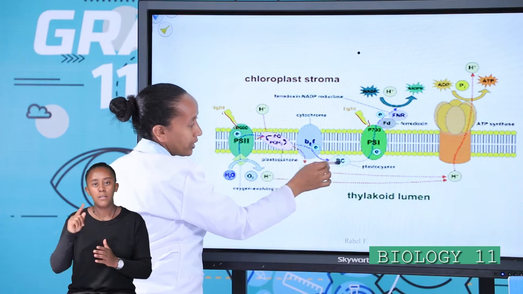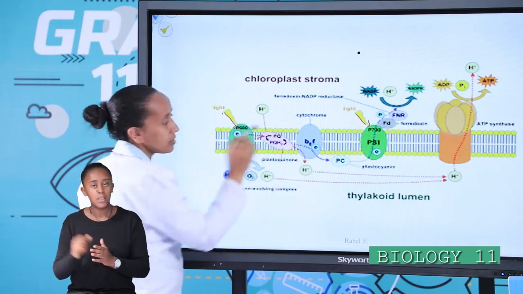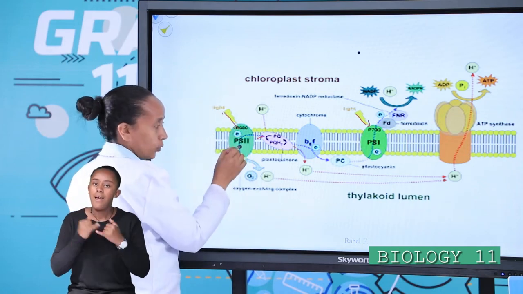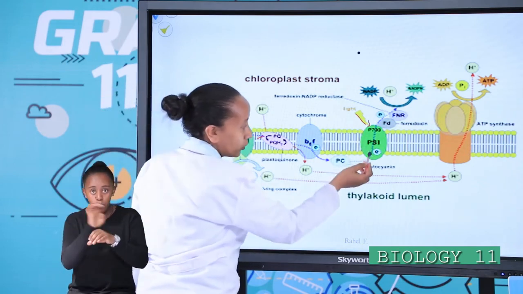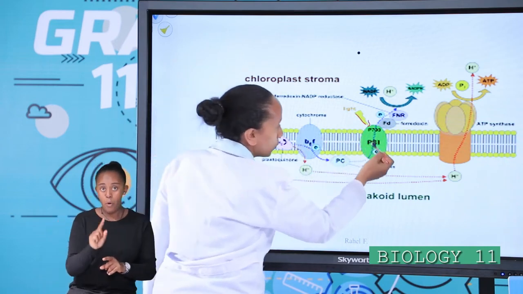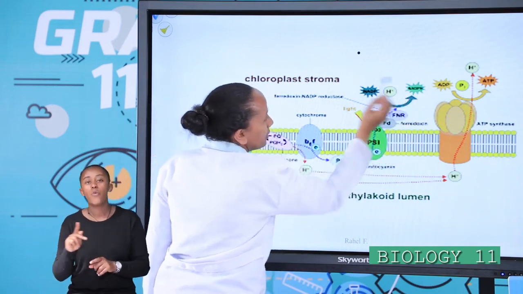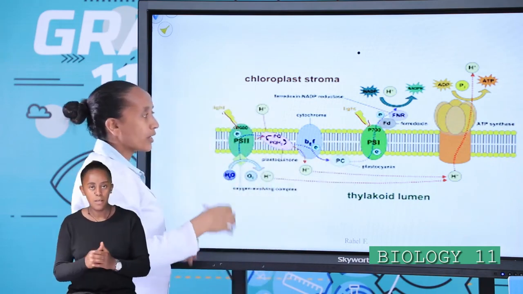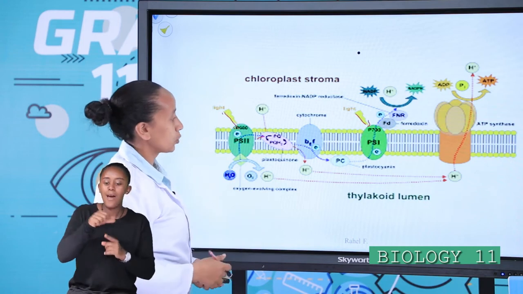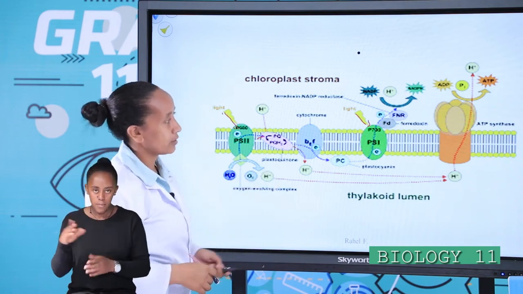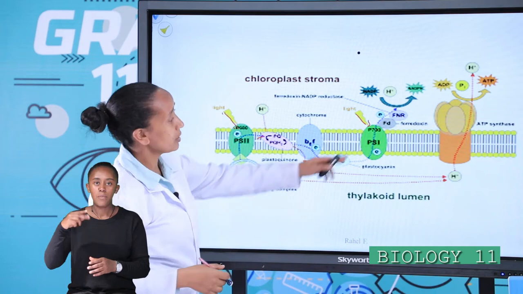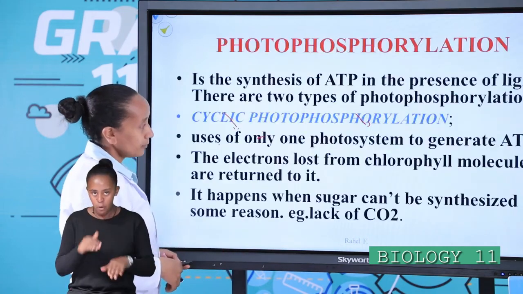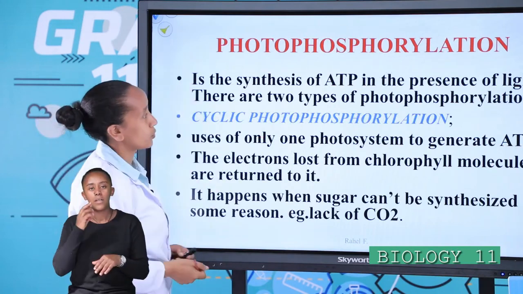This electron will pass along different carriers and it will be accepted by the last carrier. The electron from photosystem 2 is accepted by photosystem 1, and the electron from photosystem 1 is accepted by NADP. In this process, the electrons will pass from one carrier to the other until they produce ATP and NADPH. The formation of ATP in this case is similar to what we have seen in the case of chemiosmosis.